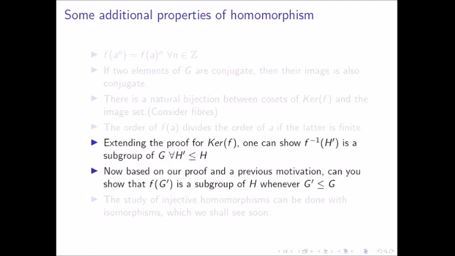Now, extending the proof that kernel f is a subgroup, one can show that f inverse of H prime is a subgroup of G for all H prime subgroup of H. So inverse maps of subgroups are subgroups. Similarly, the direct maps, that is f of G prime for a subgroup G prime of G, is a subgroup. So the direct map of subgroups are subgroups in the image set.